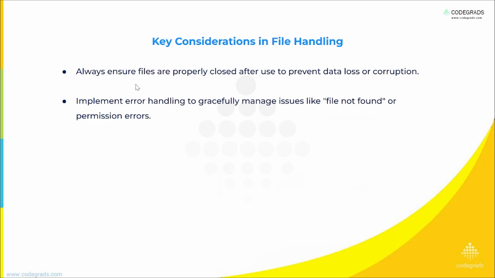This is a cleaner and safer way, especially for large files. Now, always ensure files are properly closed after use to prevent data loss or corruption, and implement error handling to gracefully manage issues like file not found or permission error. So in key considerations, we should always close the file to avoid memory issues, and we should use a try-except block to handle errors like file not found. We should understand the file path, use an absolute path if needed, and we should not open files in the write mode if you want to keep old data. So that is the key consideration in file handling.